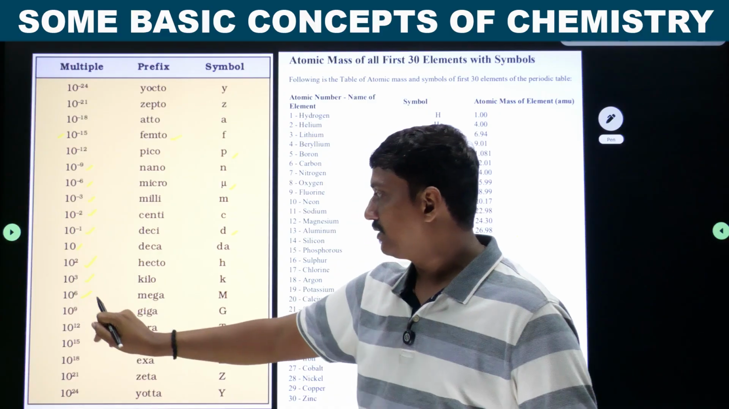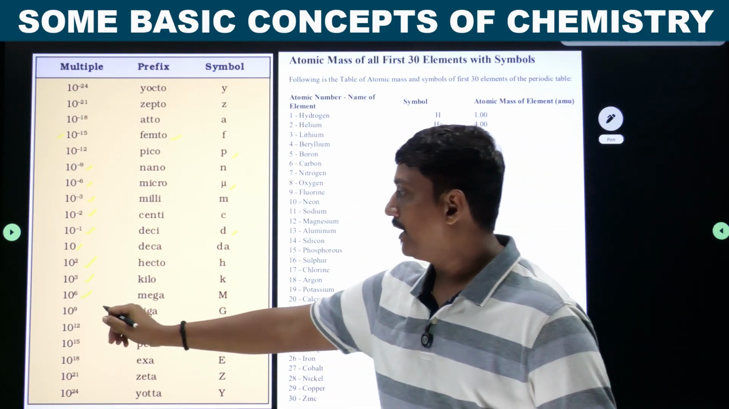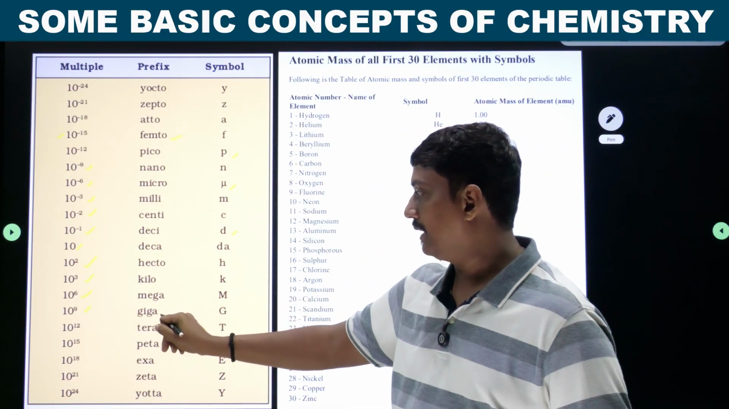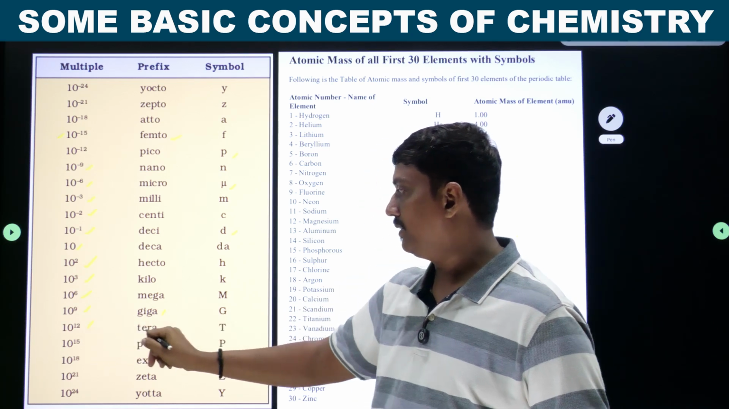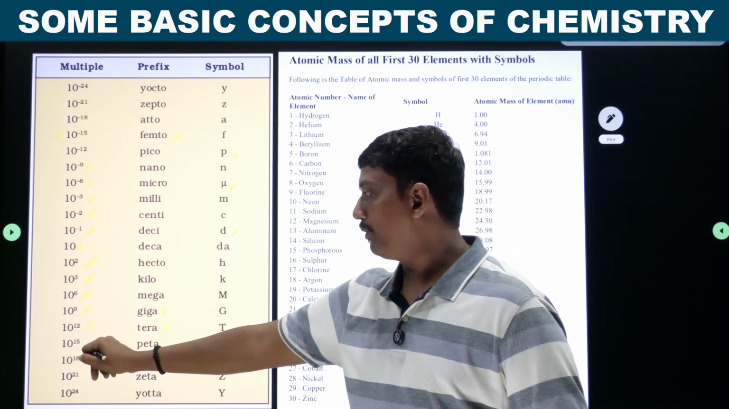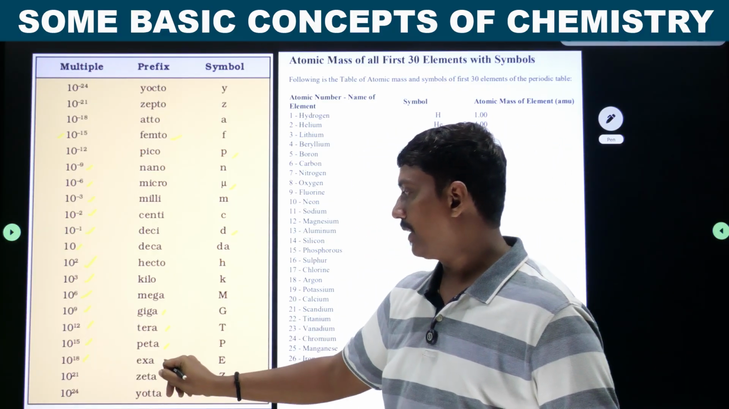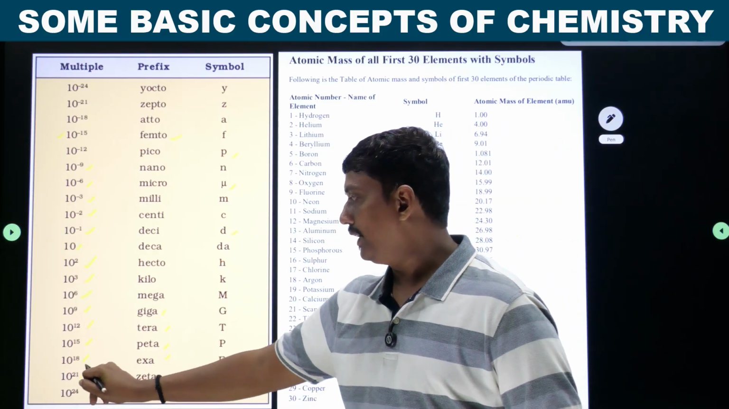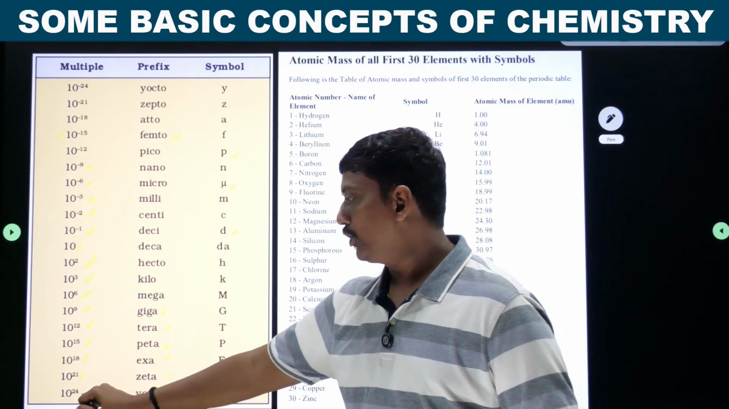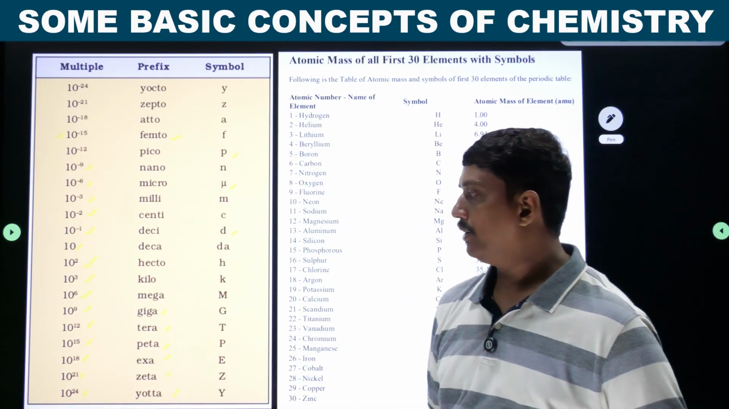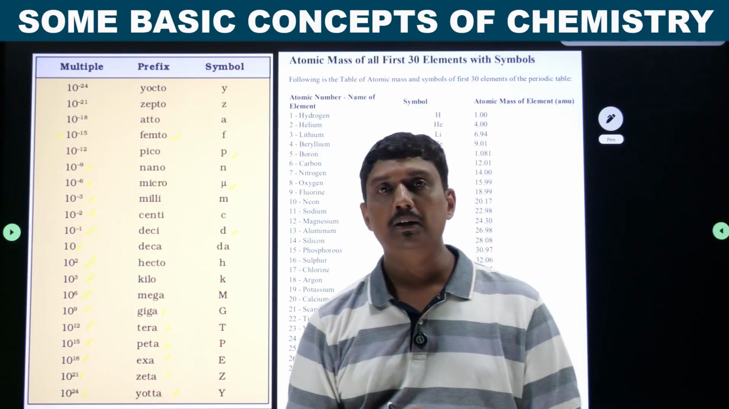10 to the power 6 means mega. 10 to the power 9 means giga. 10 to the power 12 means tera. 10 to the power 15 means peta. 10 to the power 18 is hexa. 10 to the power 21 is zeta. 10 to the power 24 is iota. This is a very big number.